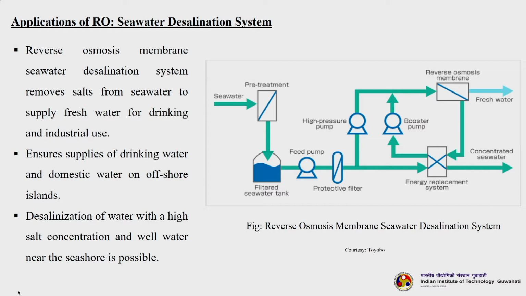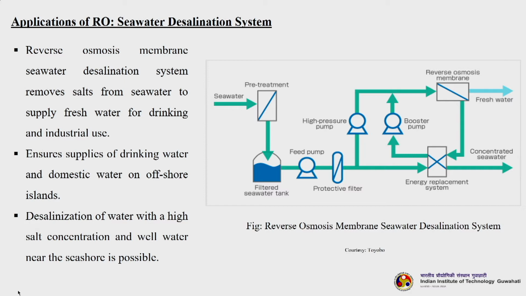Let us see this particular application. This is seawater desalination, which is one of the most important and widely adopted RO applications. An RO membrane seawater desalination system removes salts from seawater to supply fresh water for drinking and industrial uses. It ensures supplies of drinking water and domestic water on offshore islands. Desalination of water with a high salt concentration and well water near the seashore is also possible.